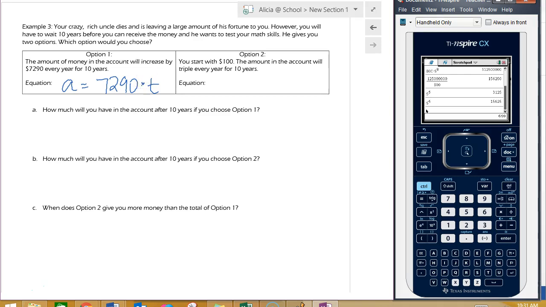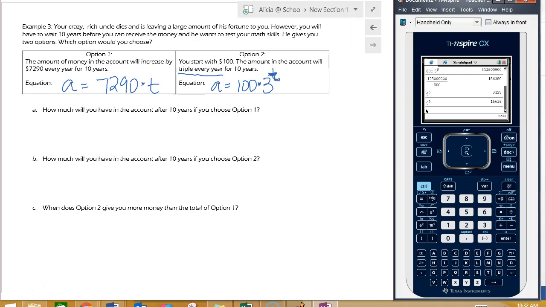Option 2 says that you will start with $100, and the amount in the account will triple every year for the next 10 years. So I start off with $100, but tripling means I have a power, right? Our base is 3. We're multiplying by 3 every time. And we don't know how many years, so it's going to be 3 to the T power. Right, so that's our 2 options.